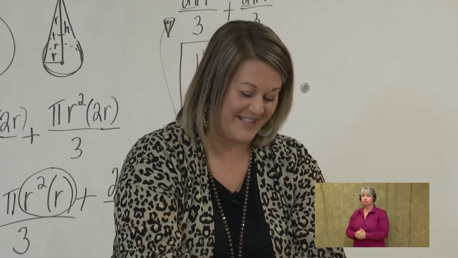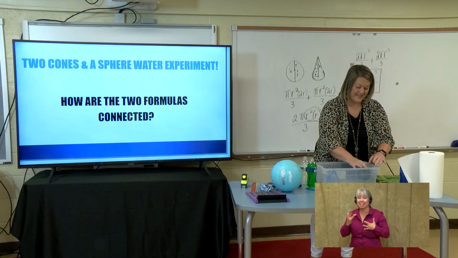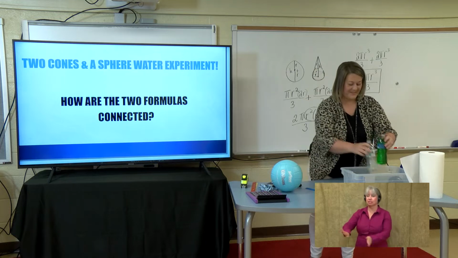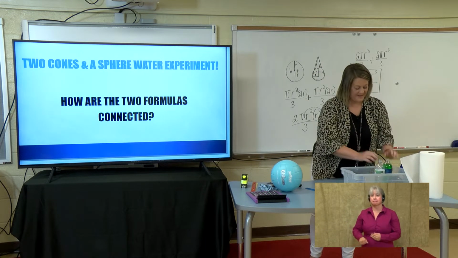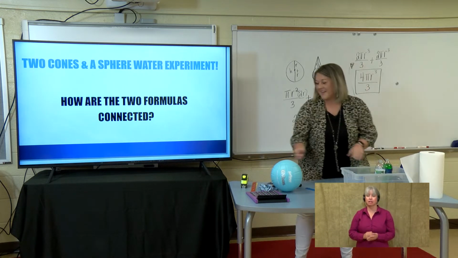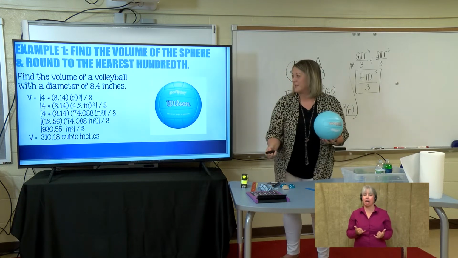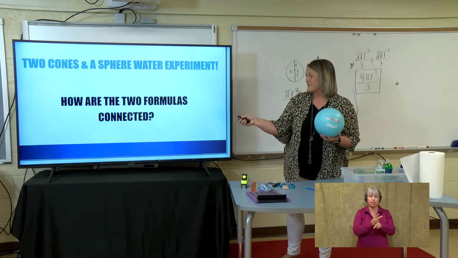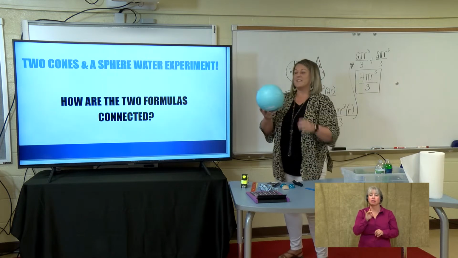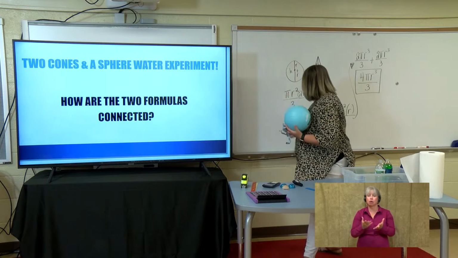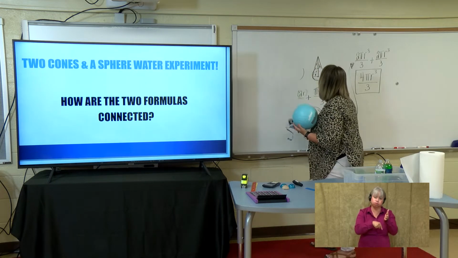So that is fun. All right, I'm going to stick my sphere back in there, move that out of the way. Okay, clean up a little bit. And now we're going to find the volume of this volleyball. I'm going to take it off there for just a second because I don't want you to see the answer, but I'm going to talk to you about this. Let me erase my board for just a minute.